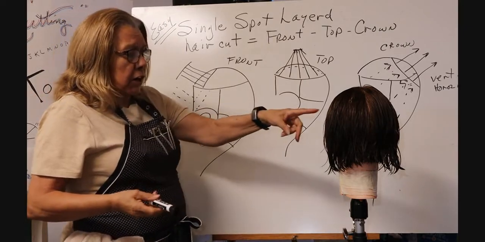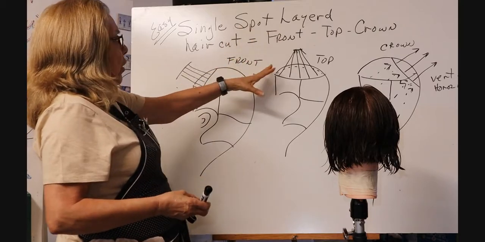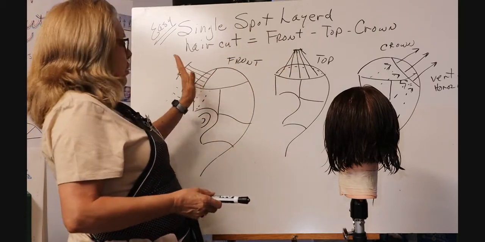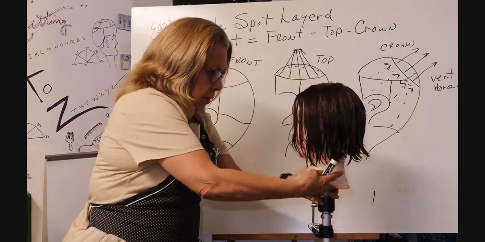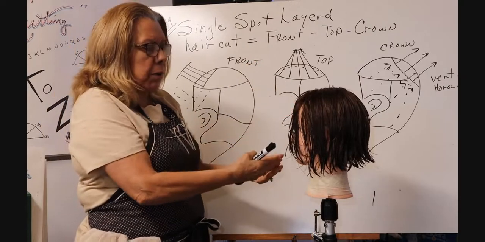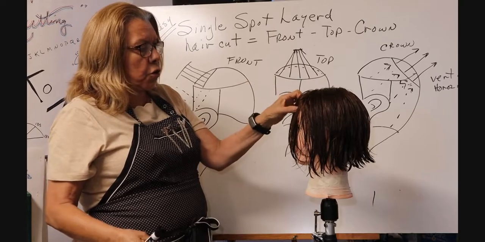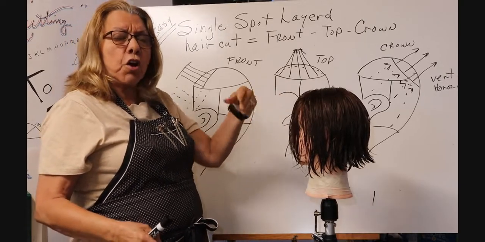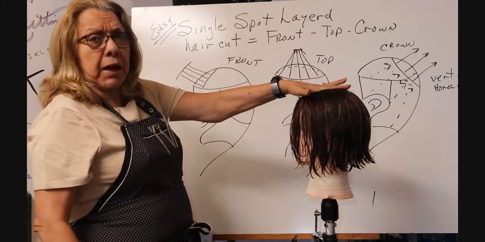But let's talk about the haircuts that we just did: the single spot layered haircut, front, top, and crown. We brought everything forward, remember? All right. This is also used for face framing. I gave you a little indication about bang trims, going horizontal or vertical, and what you get out of it. Then we went to the apex.